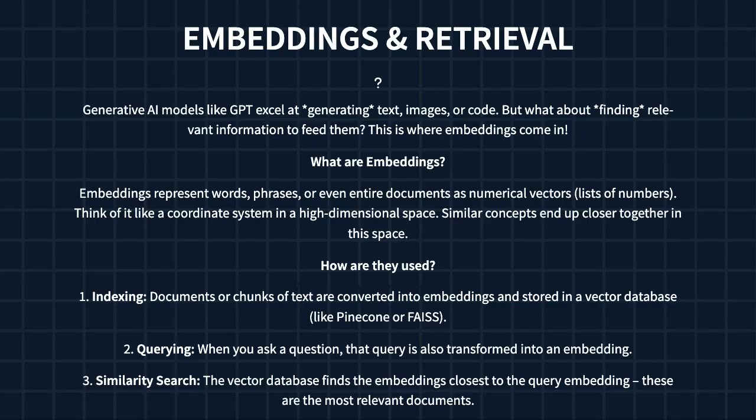We use these embeddings to build indexes for our data, so when someone asks a question, we can quickly find the most relevant information by comparing the question's embedding with all the document embeddings. It's like a super smart search engine that understands meaning instead of just matching keywords.